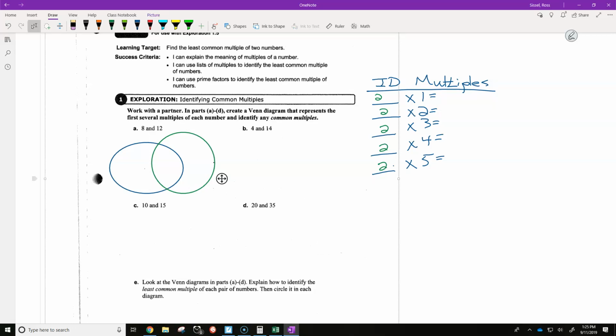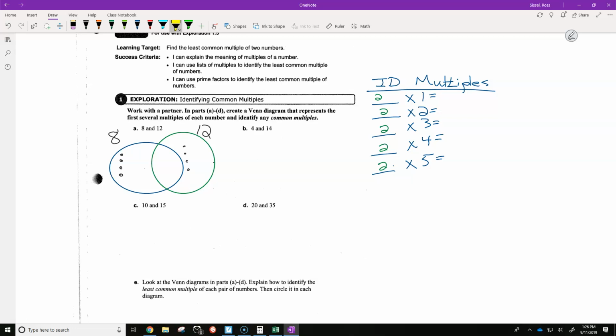And what your group's going to do is, I'm going to give you a number, like 8 and 12. What your group has to do is identify 4 multiples of the number 8. What are 4 numbers that if I skip count by 8 I'd get to, or if I multiply 8 by a number I would get to? What's 4 multiples of 8? I need 4 multiples of the number 12.